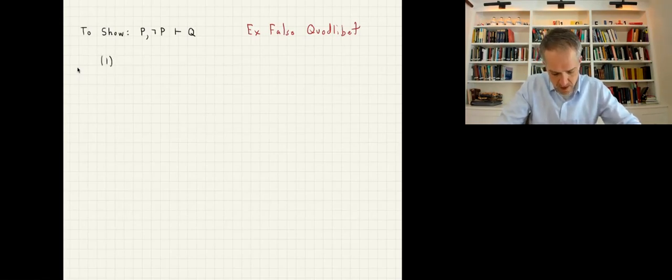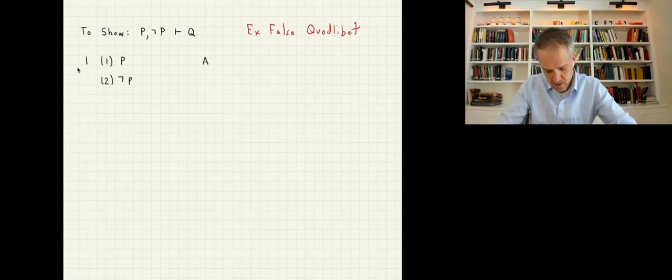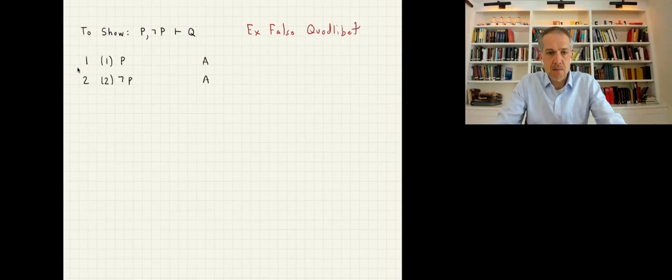Okay, so line 1, I have P. Assumption. Line 2, not P. Assumption. Okay, now I want to prove Q. This is a very strange setting because Q doesn't occur on lines 1 or 2. Where is Q going to come from?